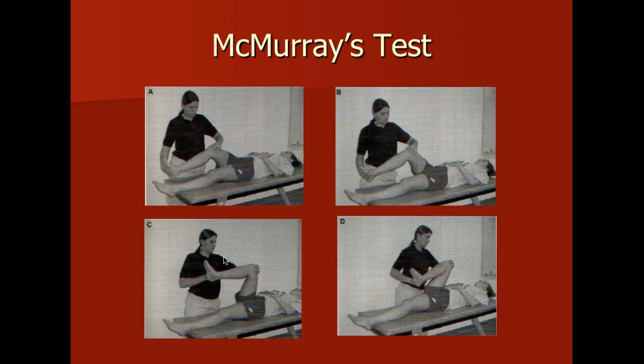McMurray's test is going to be testing for any meniscus lesions. So here you're basically putting the patient in internal or external rotation, and then you're applying knee flexion, and then also a valgus and varus force. You're basically trying to stress the meniscus at every point of it: the outside, the inside, and then posterior and anterior.